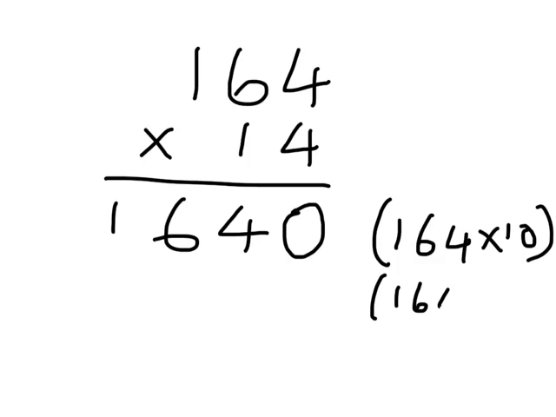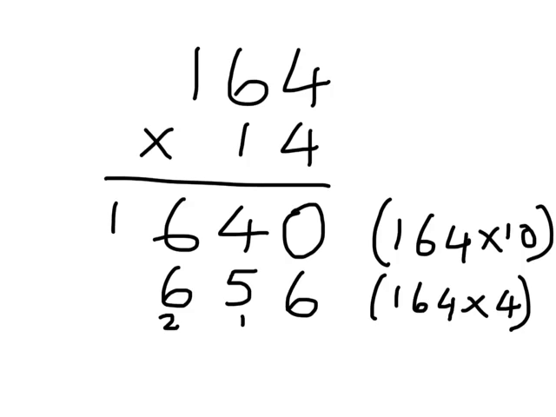I can now do 164 multiplied by the units, which is 4 in this case. 4 times 4 is 16, carry the 10. 6 4s are 24, plus 1 is 25. 1 4 is 4, plus 2 more is 6. So 164 times 4 is 656, which feels about right. And now I can add those 2 together to come to a final answer.